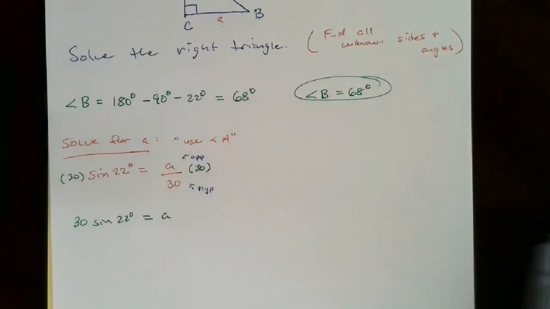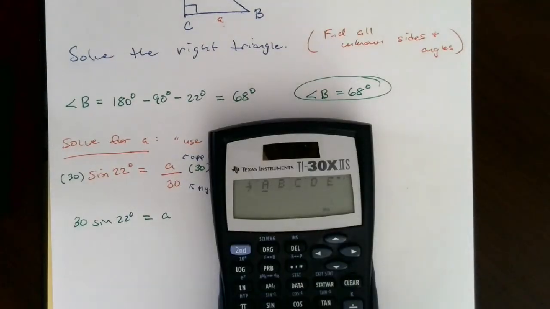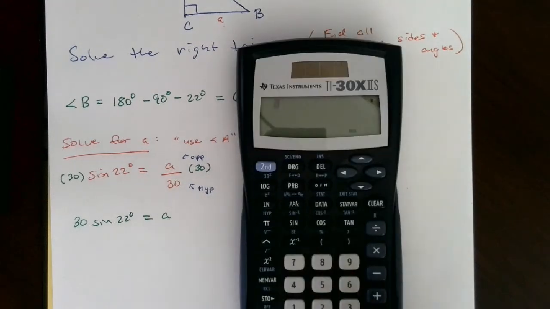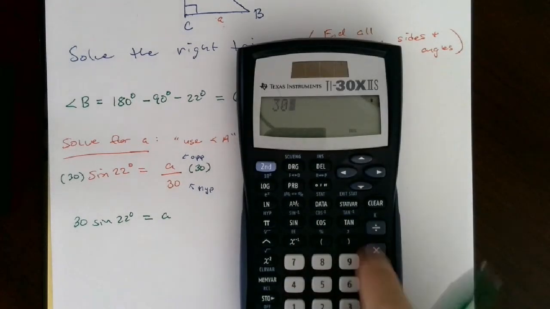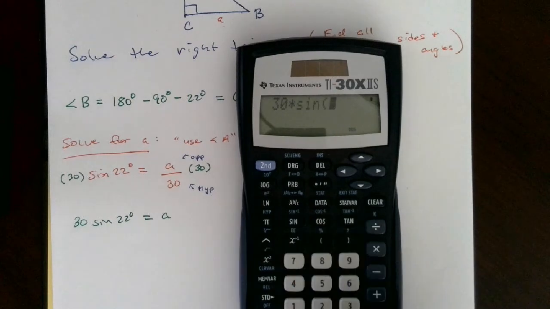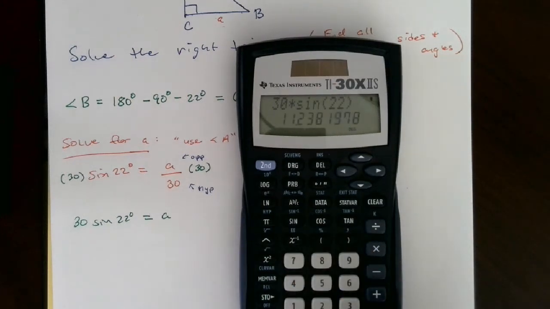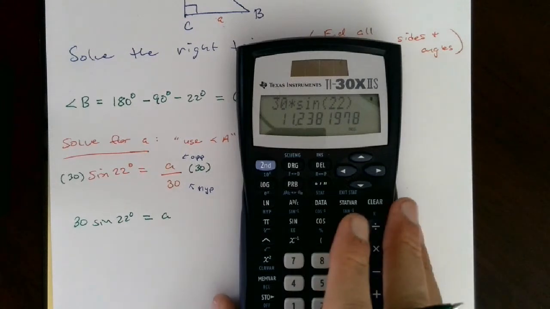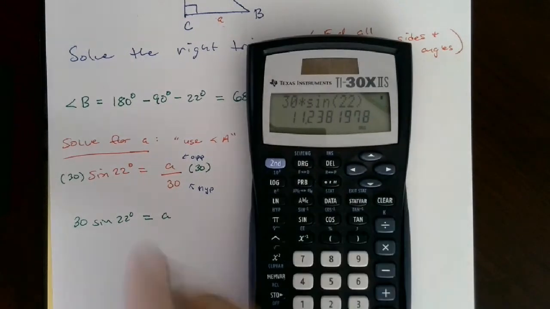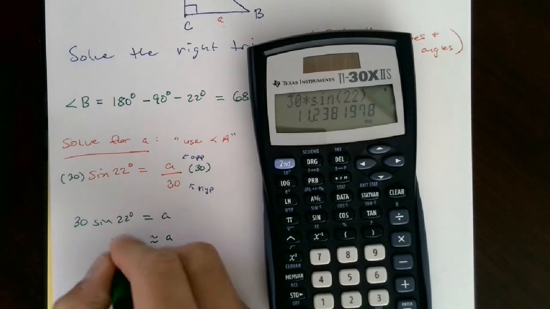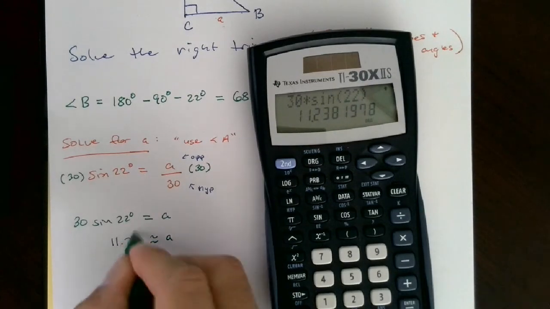We want an approximation. Now we know we can use this on your calculator. So if I clear this out, on a calculator it displays everything on the screen. You can really type 30 times and then just sine of 22. Close that off. Make sure you're in degree mode. Hit enter. And we got 11.238. We'll just round to the nearest tenth. So I've got a is approximately 11.2. And then that would be the answer.